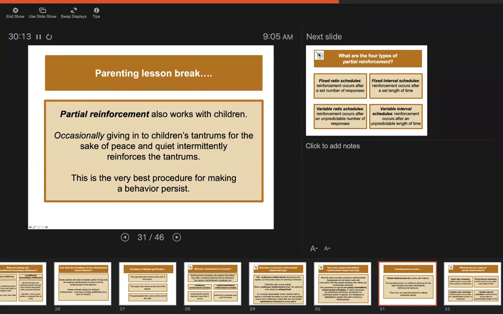Occasionally giving in, and this isn't always what you want to happen, occasionally giving in to children's tantrums for the sake of peace and quiet intermittently reinforces the tantrums. This happens a lot. Think about the kid in the line at the grocery store who really wants the candy, who is having a tantrum and has had tantrums doing this in the past. All of a sudden the parent's just like, fine, you can have a Snickers. Well, that is an intermittent reinforcement schedule that is going to likely increase the likelihood of those tantrums happening in the future. This is the very best procedure for making a behavior worse and making it persist.